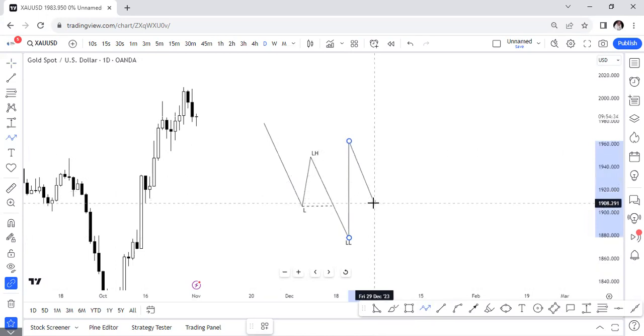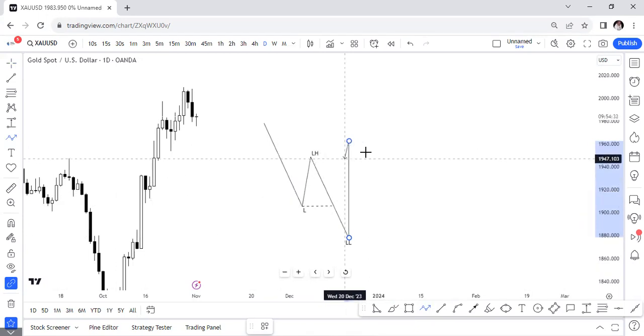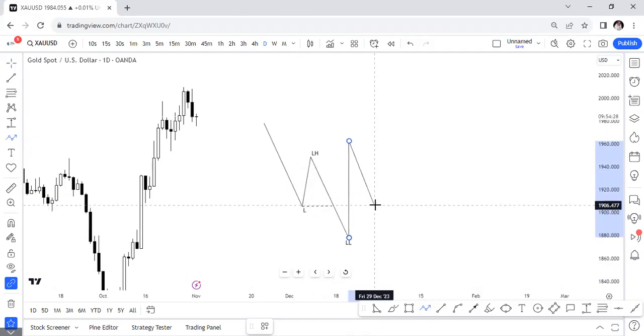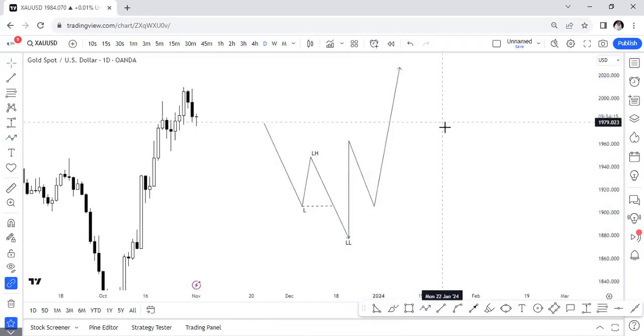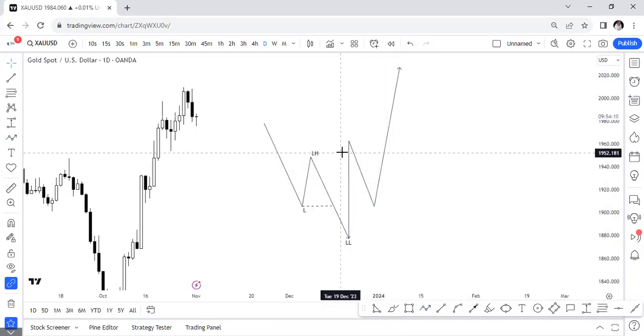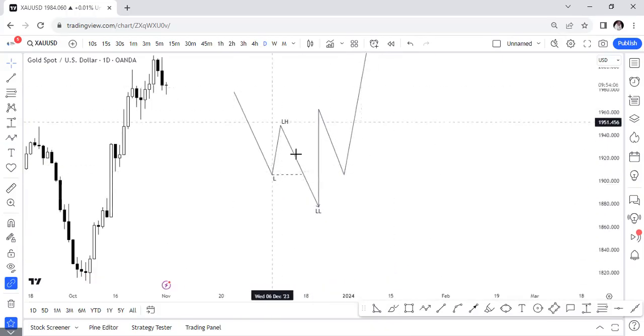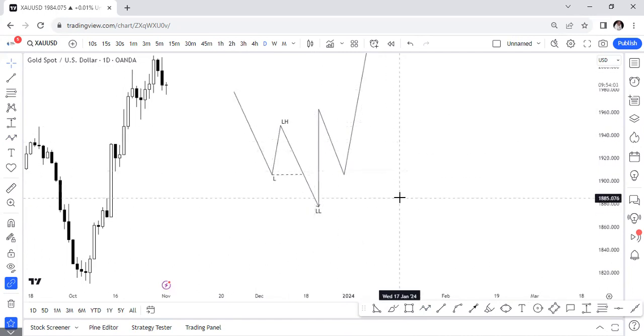Then it pulls back. Notice another break of structure, right? It pulls back to the same level as the previous low. It nearly wants to meet this lower low, but at last it ends at this level, then bounces higher to start the new phase of a very bullish cycle. So this is the bearish cycle, this is the bullish cycle, right?